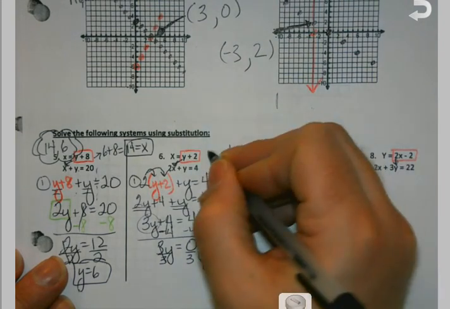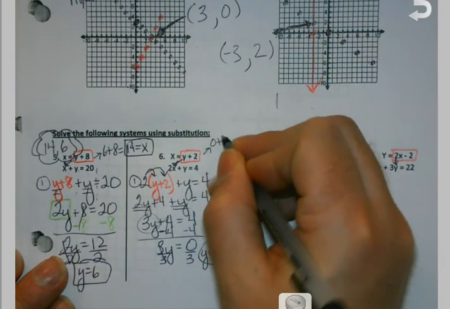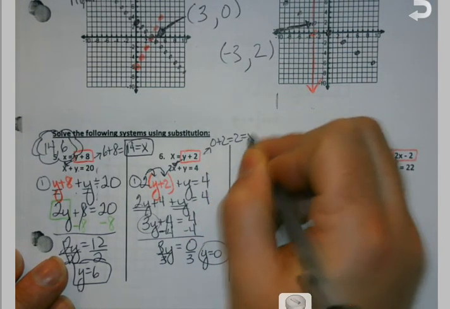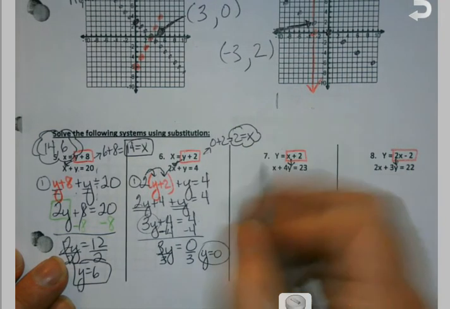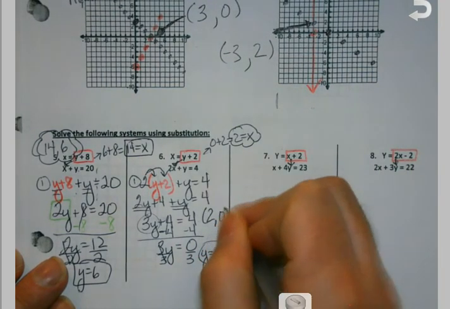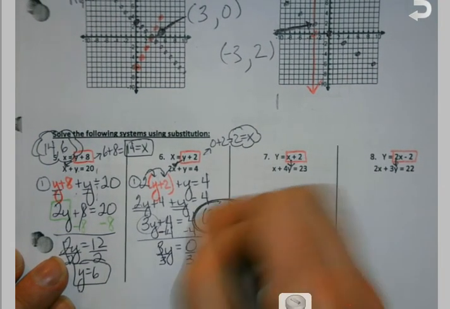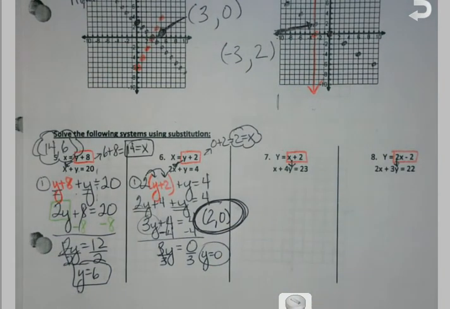Plug in 0 for y. 0 plus 2 is 2. That's my x value. So my answer would just be 2, 0, because again, it's always x then y. Like, okay, this ain't terrible.